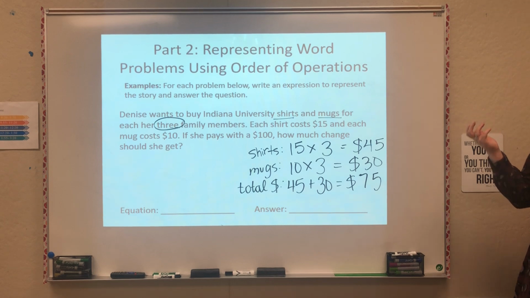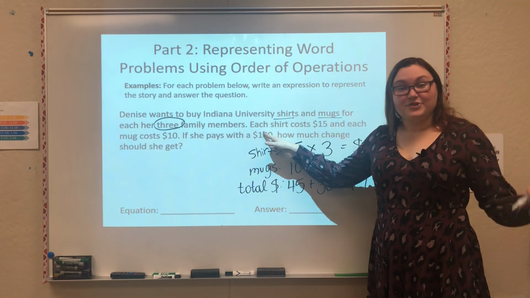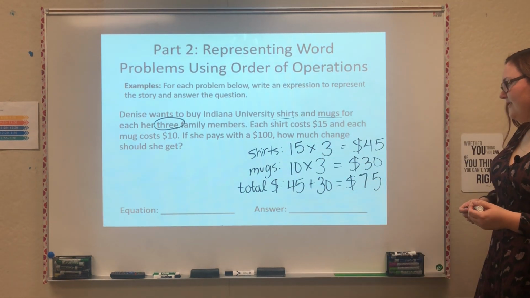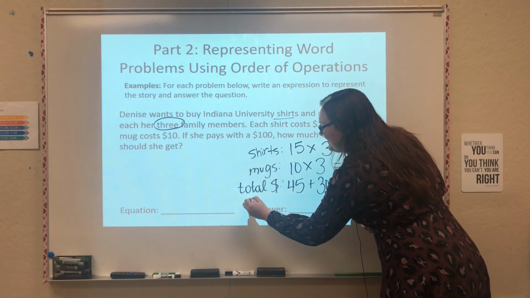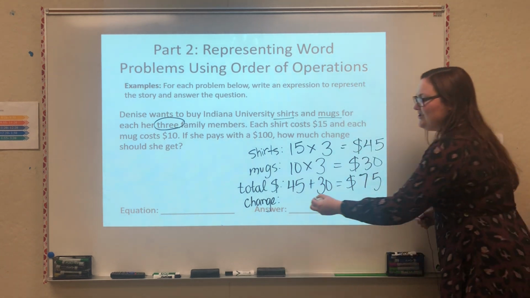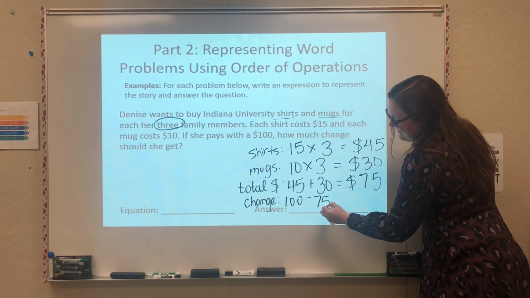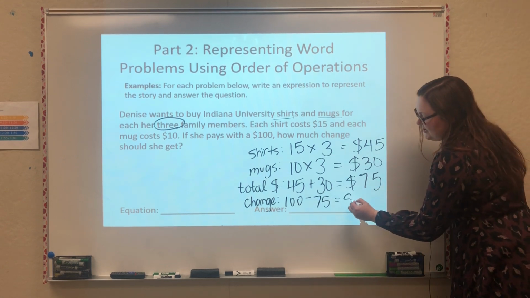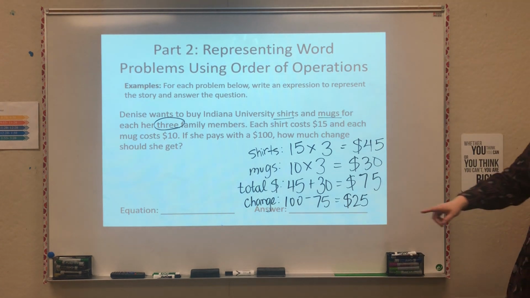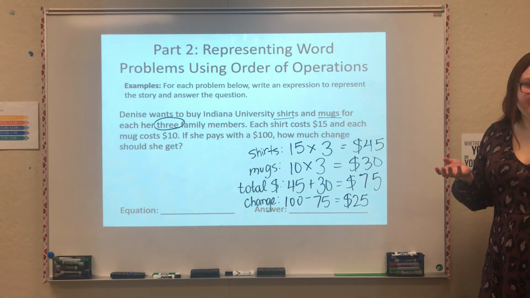So the last part, how much change should she get? Well, we want to take the money she has, subtract out the money she spends, and that'll tell us the change. So I had it all lined up. So to figure out our change, we're going to take the money she has, subtract the money she's spending, and that leaves us with, she should get $25 in change. So it's kind of nice that it ended up being on the answer line. The answer would be, she gets $25.